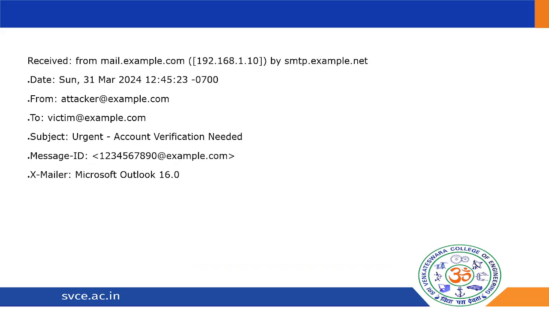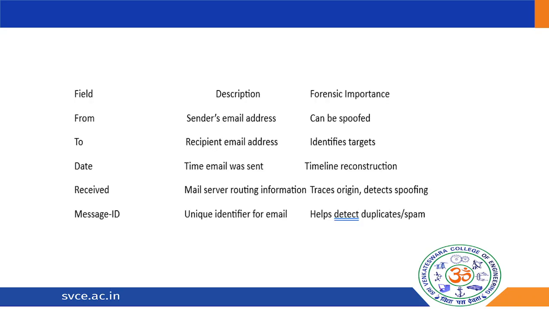So this is a sample example. What are the different fields to be analyzed? First, we get Received, where it has been received, From, Date, To, Subject, Message ID, and X-Mailer, that is, from which mailer the mail has been sent. Okay, so these are the different fields we have: From, To, Date, Received, and Message ID.